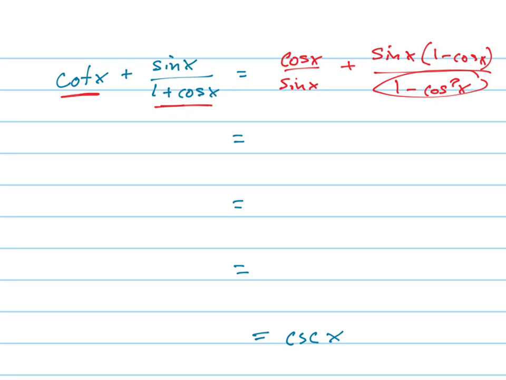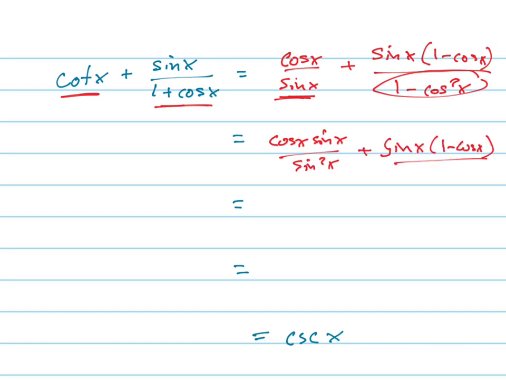Sine squared. So I'm going to do a couple things. I'm going to multiply this by sine x over sine x. Okay? So that would be cosine x sine x over sine squared x. Do you see how I did that? Plus sine x times 1 minus cosine x all over sine squared x, which is good because now I can combine them together. In fact, let's go ahead and distribute this in.